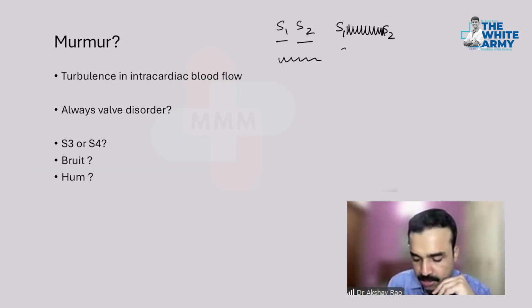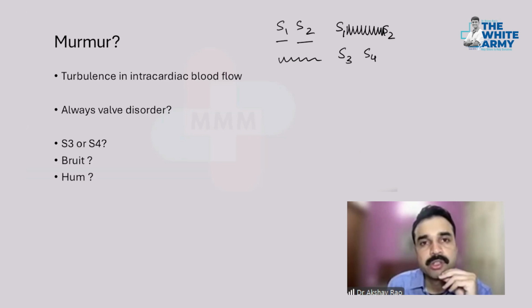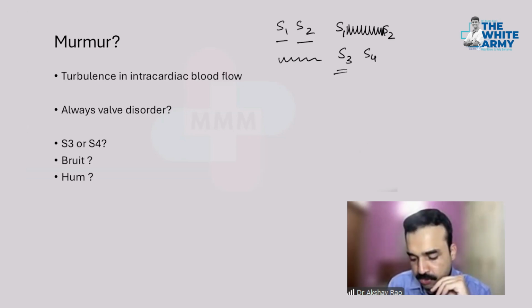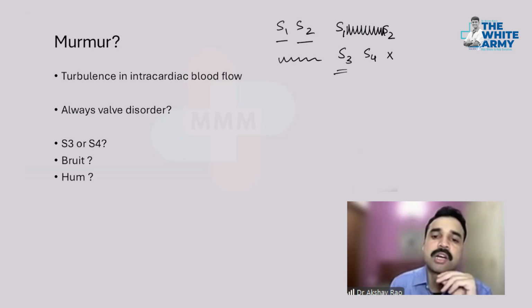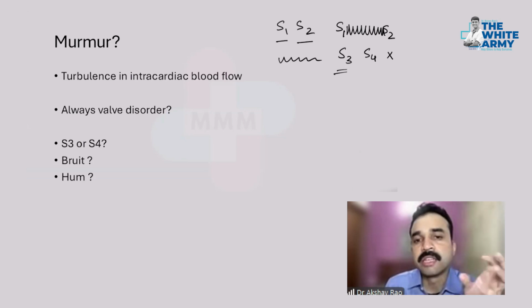Sometimes we have abnormal heart sounds like S3 and S4. S3 sometimes can be physiological, but S4 is always pathological. The fourth heart sound is always pathological, please remember that. But the third heart sound can be normal, even heard in young, healthy adults.